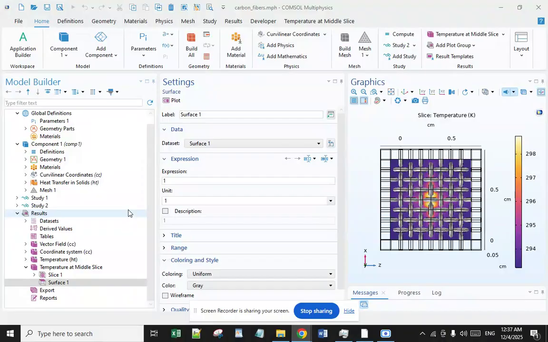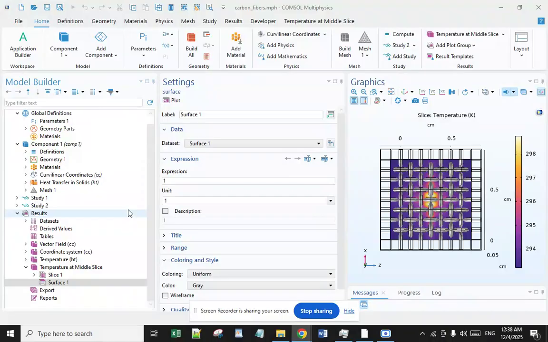The next one is factors influencing conductivity, and the first is fiber volume fraction, or FVF. Higher fiber volume fractions lead to greater thermal conductivity by reducing the amount of matrix and increasing fiber-to-fiber contact. Yarn tightness is the next one. A tighter yarn spacing reduces the distance for heat to travel between fibers, increasing conductivity.